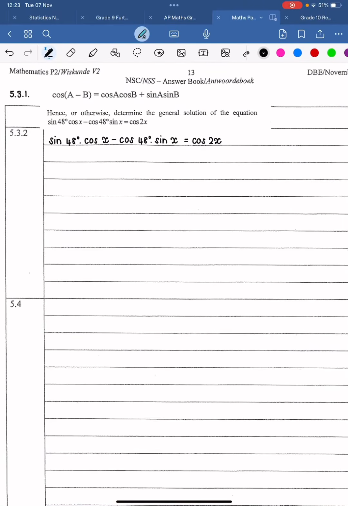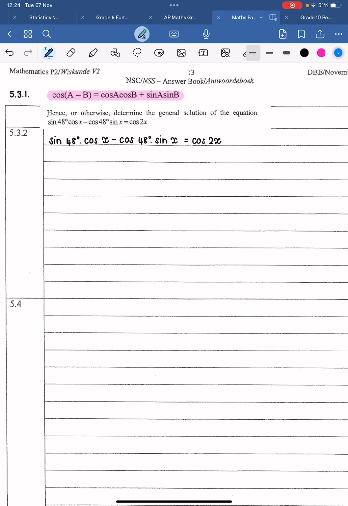Hello everyone, so I'm going to work through question 5.3.2 of the paper 2 exam that was written on Monday. Now this question was highly requested and I have just copied and pasted basically what the question was asking for. And it's also important that we know what was asked in 5.3.1. So in 5.3.1, they asked you to derive that identity. Now, whether you could or not, you could still attempt 5.3.2.